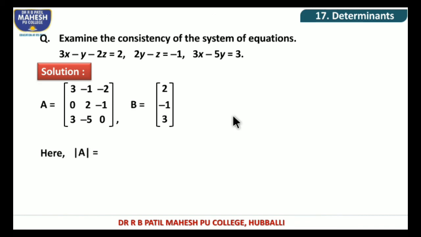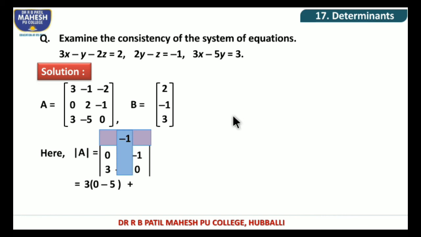Here we have to find out the determinant of A value. Therefore, the determinant is 3, -1, -2; 0, 2, -1; 3, -5, 0. Now we expand along R1. We have 3 into the bracket of 0 minus 5. And for the second element, we have the sign minus.